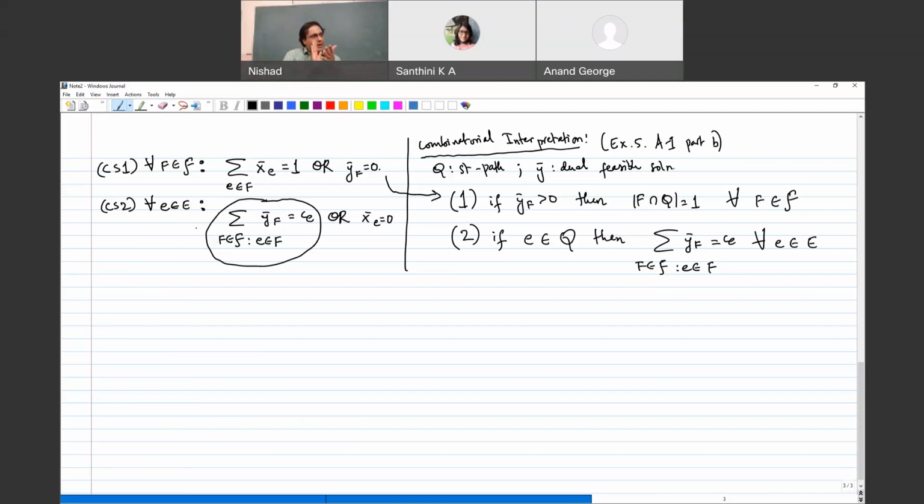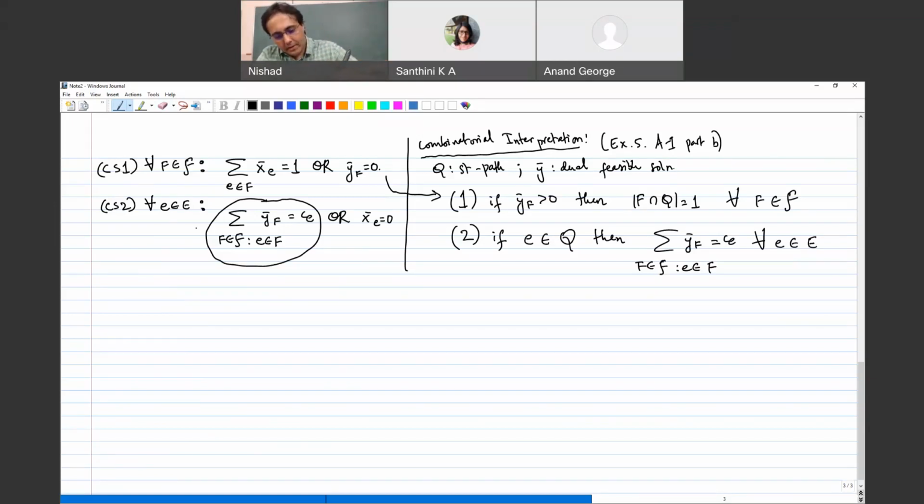If we can find an ST path Q and a dual feasible solution Y bar such that they satisfy these two conditions, then what can you say? Then the path is the shortest ST path. It is an optimal solution to the primal, but if it is an optimal solution to the primal and it is integral, in particular 0, 1, then it also has to be an optimal solution to the P prime, our IP. That is exactly the plan for our algorithm, right?